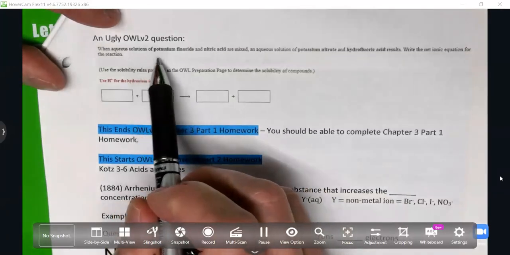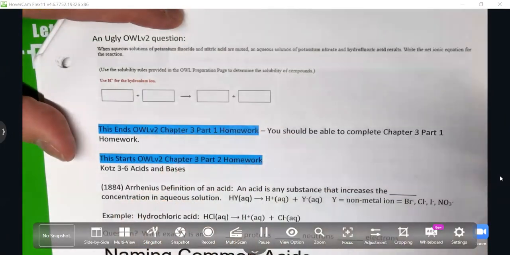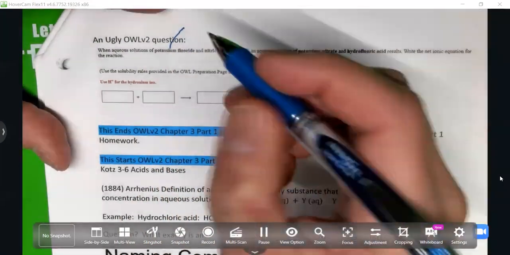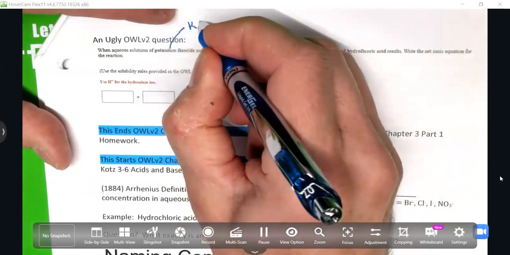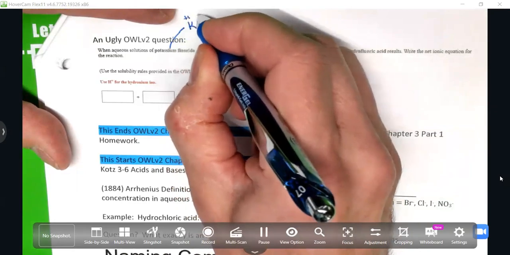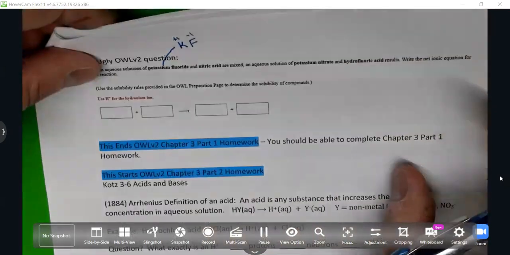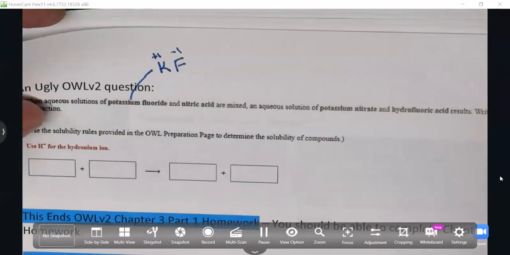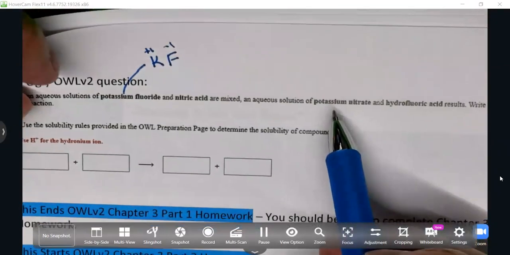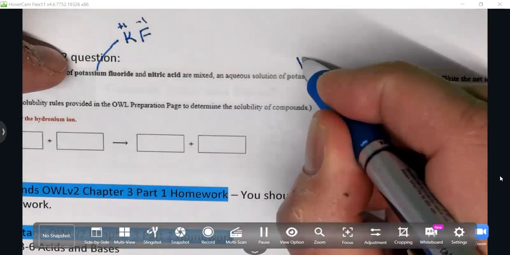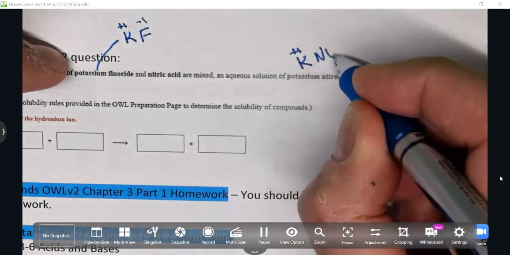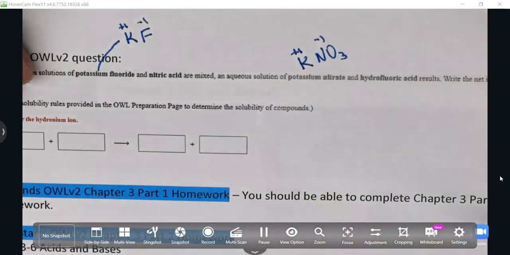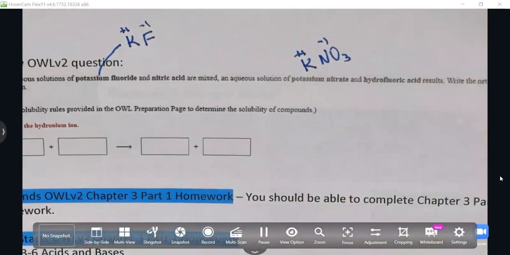It says when aqueous solutions of potassium fluoride, +1 -1, are mixed with potassium nitrate. So hopefully you've got this one memorized, potassium being +1, nitrate being -1. Hydrofluoric acid results.